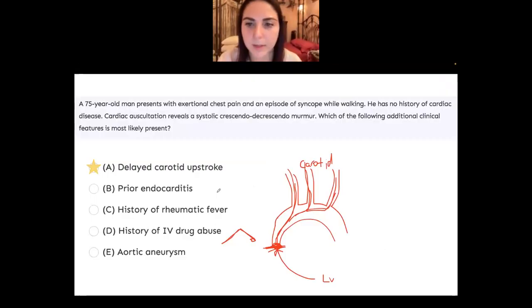Are you good with that question? So see, this is a very boards question. Your exam would just be like, what is this murmur? Or what's the cause of this? This is taking it a step further. You know it's aortic stenosis. Now it's like, okay, what else would you expect to see? Oh, one of the branches of the aorta is the carotid, so it's going to be a little delayed to get blood through there. Delayed carotid upstroke.